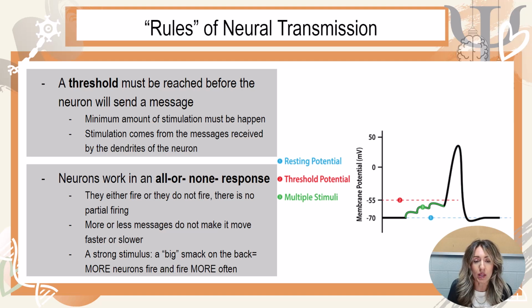Sometimes students ask, how come some messages are stronger than others? It's not about faster or slower neuron firing for the strength of a message. It's more about the number of neurons that fire. For example, the difference between a big smack on the back versus a light pat on the shoulder is that a smack on the back would require more neurons, and they would fire more often, than a nice soft touch on the shoulder.